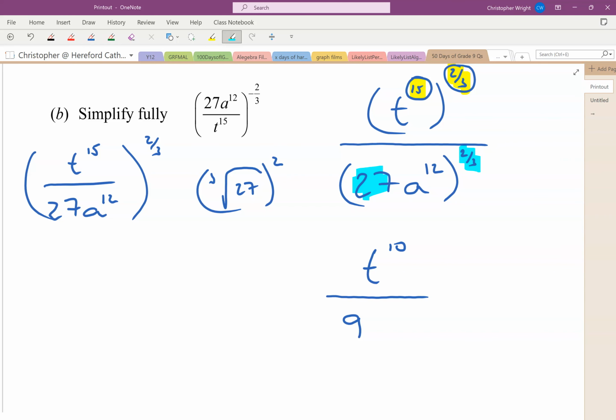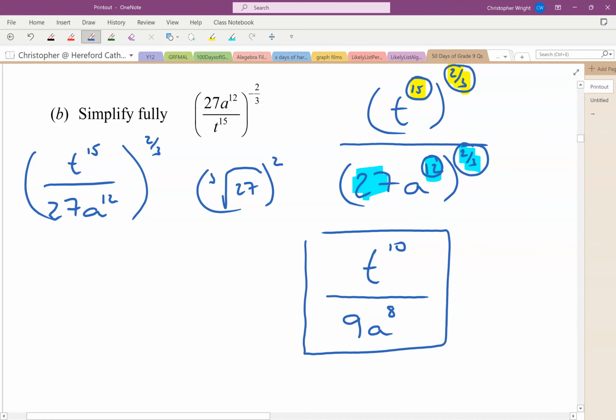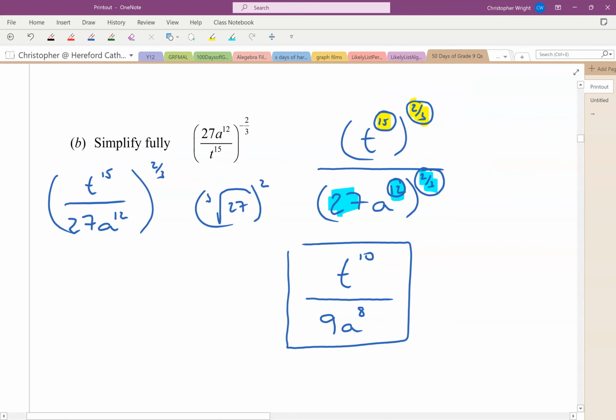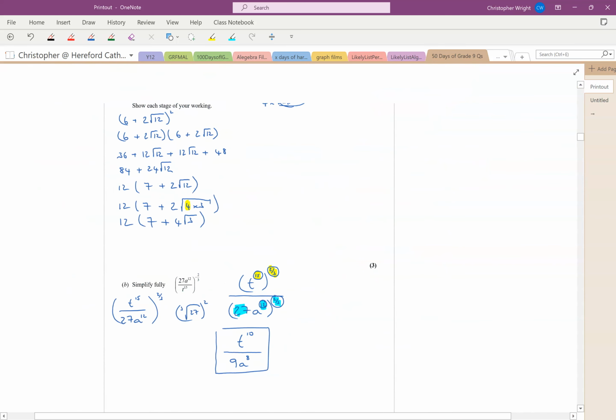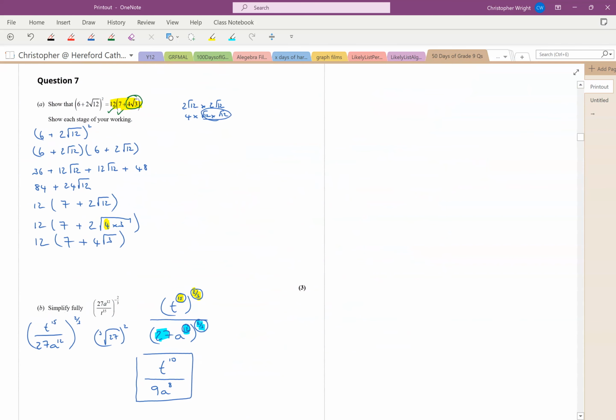Now what about this a to the 12 raised to the power of 2/3? Well, I'll just use my rules of indices again. And so it's going to be a to the power of 12 times 2/3, which is a to the power of 8. So there is my solution to part B. And I'm just having a quick look to see if I can do any more simplification, because sometimes they have a common factor top and bottom, but they don't in this case. So that is question number 7 complete.